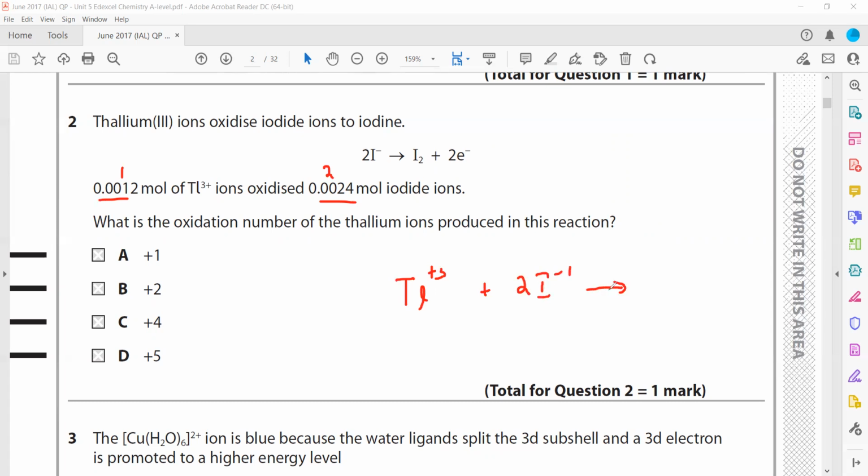And one iodide ion is losing 1 electron. So 2 iodide ions will lose 2 electrons, because iodide ion loses electrons and converts into iodine molecule. So this thallium will gain 2 electrons. So it was +3, then it will become +1. So this will be +1 and we will have iodine molecule. This will be the equation. So the question is, what is the oxidation number of the thallium ion produced in this reaction? So A will be the right answer.